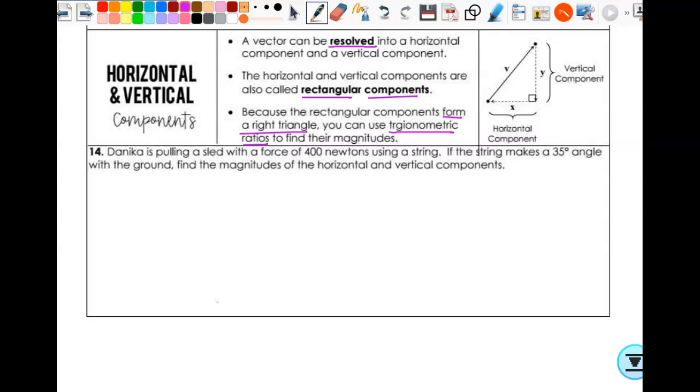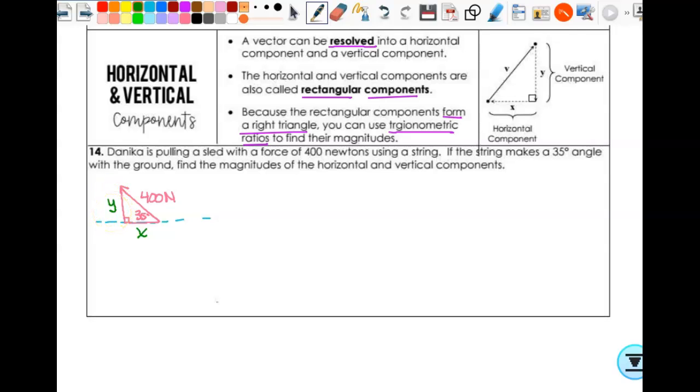The sled's on the ground, right? And it says the string makes a 35-degree angle with the ground. So she's pulling, here's the string. This is 400 newtons. Here's the ground. It makes a 35-degree angle with the ground. We want to find the magnitudes of the horizontal and vertical components. It says it forms a right triangle. So here is my right triangle. My horizontal component is x, my vertical component is y.